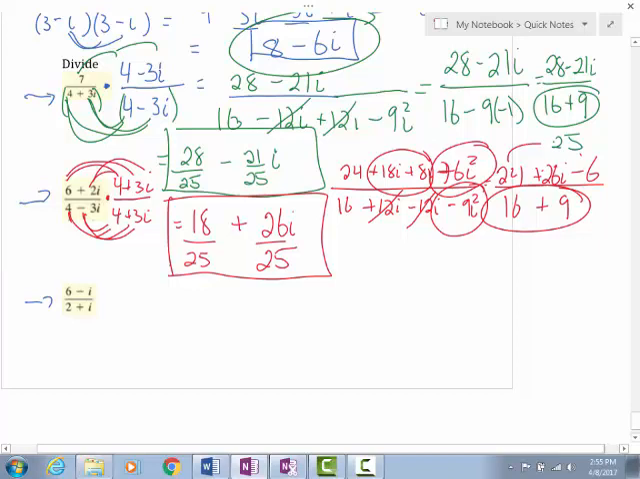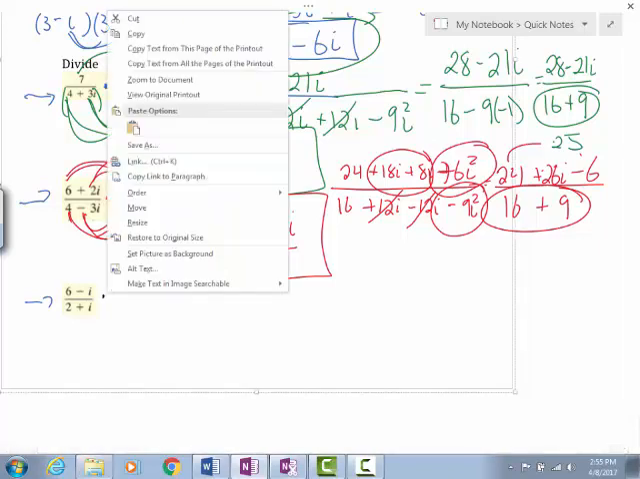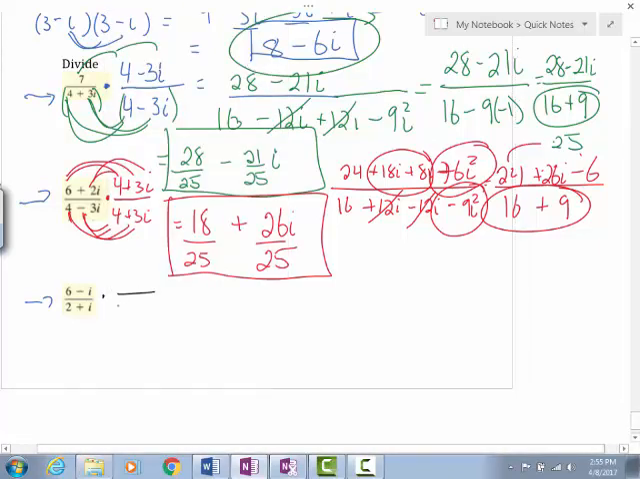Let's try the last one. The first thing I notice when I look at the bottom part is it's 2 plus i. So I'm going to do the opposite of the middle term. I'm going to do 2 minus i. It's always just changing the sign of the middle term, and always of the one on the bottom. I never worry about what's on the top. I'll just deal with that as I go through.